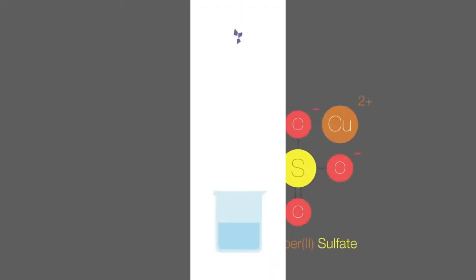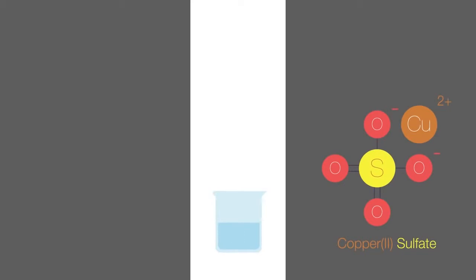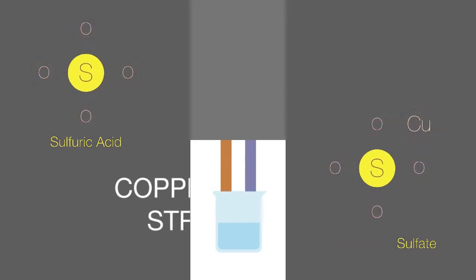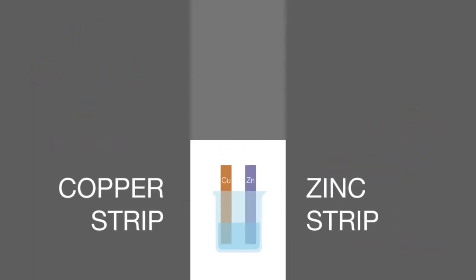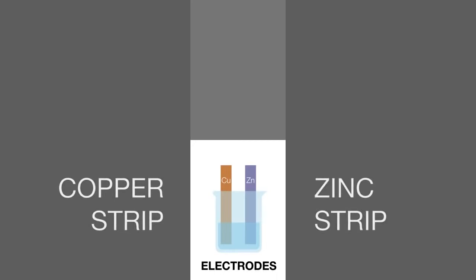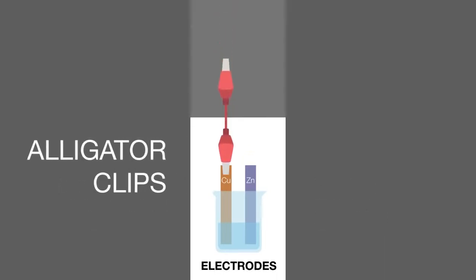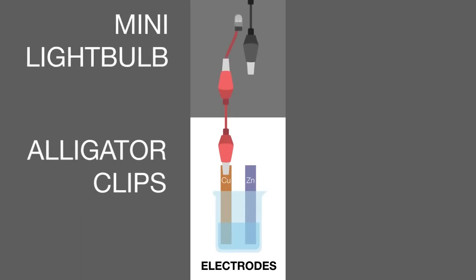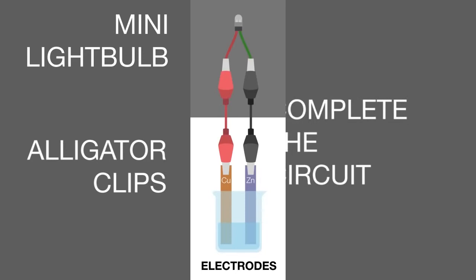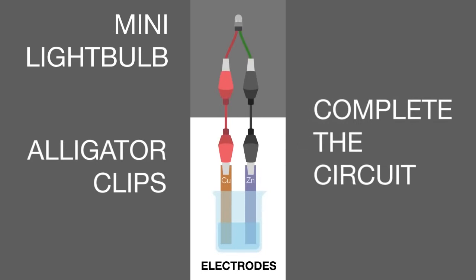We can dissolve copper(II) sulfate in water in a beaker. Add a few drops of sulfuric acid. Place a strip of copper and a strip of zinc into the solution. These will act as electrodes. Using 2 alligator clips, connect one strip to one end of the mini light bulb and another strip to the other end to complete the circuit. You will see that the light bulb lights up. Hence, this solution conducts electricity.